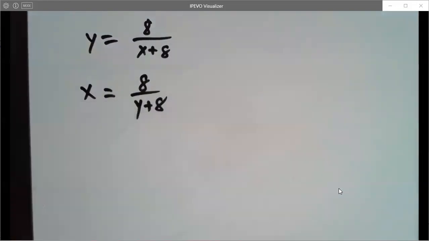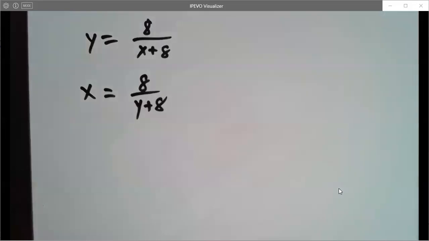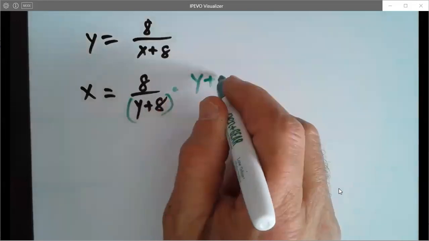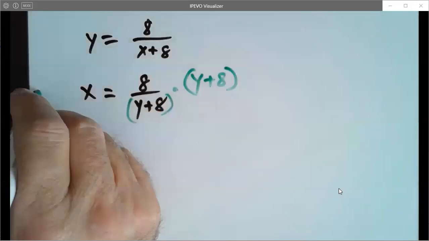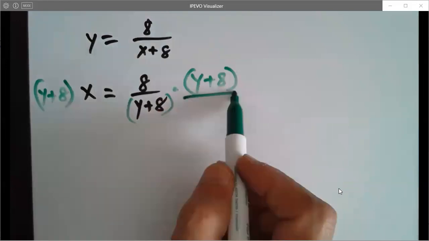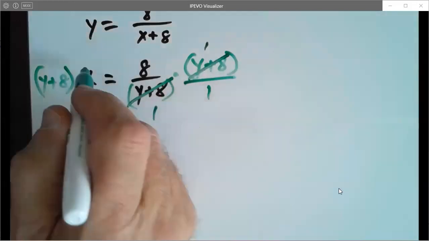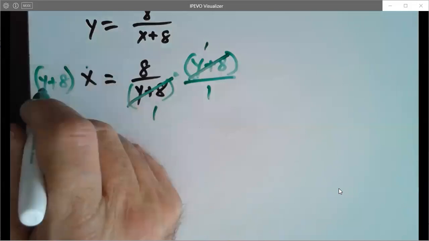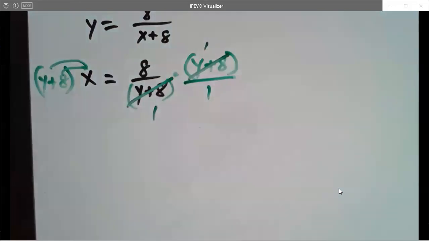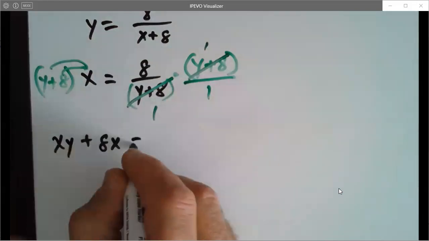Well, the first thing I've always said we've got to do is get rid of the denominator. So this would be considered parentheses here. So we got to multiply out the denominator by multiplying both sides by y plus 8. So we multiply y plus 8. Be sure to use parentheses. So the y plus 8s, they cancel out, they go to 1. Here we have to go ahead, because we have to solve for y, and distribute that x. So this becomes xy plus 8x equals 8.